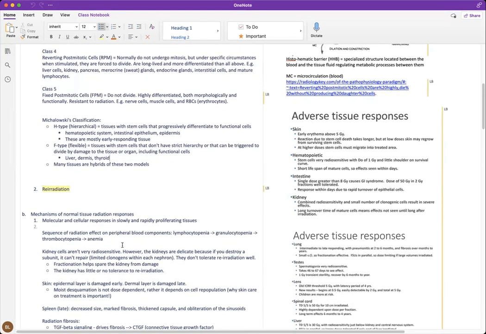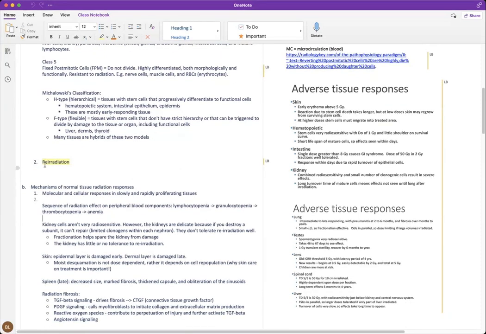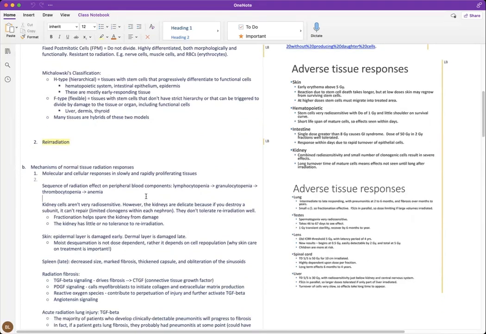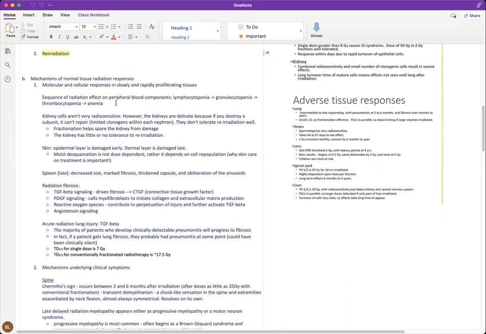There was a section about re-radiation that I didn't really see much about. I think you know everything that you need to know about re-radiation just from clinic experience. So nothing exciting to share here. Mechanisms of normal tissue responses. So they wanted you to study molecular and cellular responses in slowly and rapidly proliferating tissues.